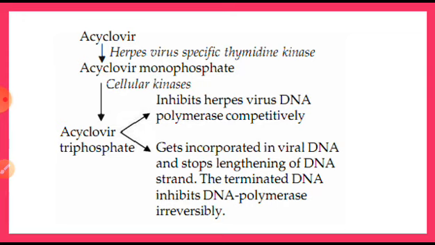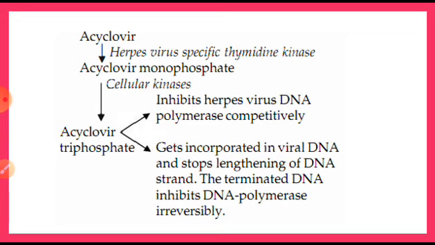Now you understood here that acyclovir is converted into acyclovir monophosphate by the herpes virus specific thymidine kinase, and then by the cellular kinases it is converted into acyclovir triphosphate. Now this acyclovir triphosphate has a very special structure. It doesn't have the 3' hydroxy group. So this is an identification point. The acyclovir triphosphate doesn't have the 3' hydroxy group.